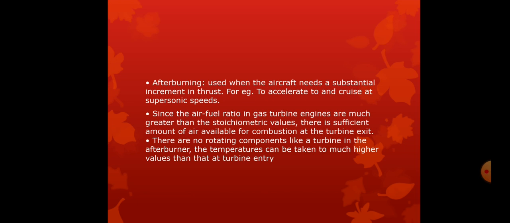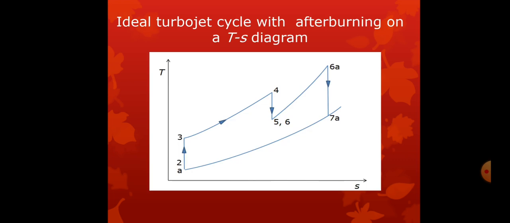There are no rotating components like a turbine in the afterburner. The temperature can be taken to much higher values than that at turbine entry. So here we can see a variation from 5 to 7.